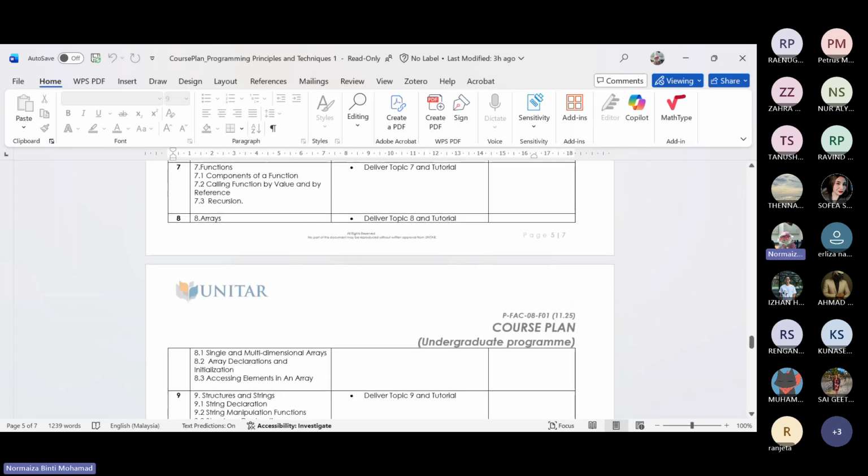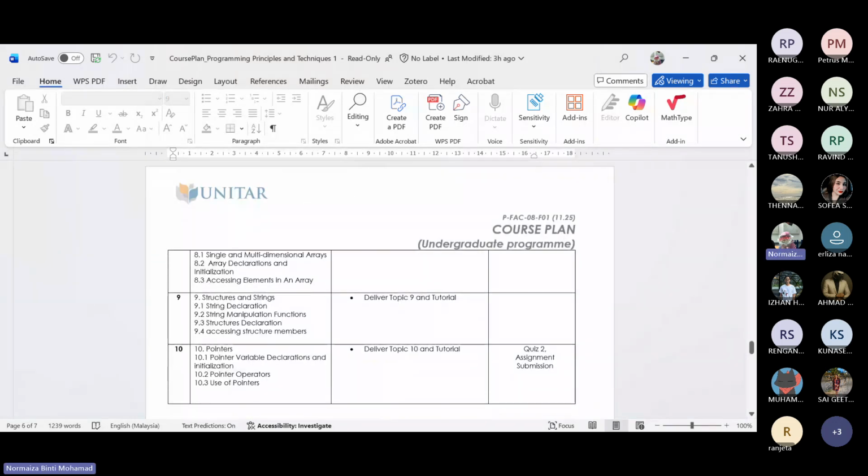Topic 8 is array. So we have single and multi-dimensional array, array declaration and initialization, as well as accessing element in an array. So now we start with how to put and access information in.